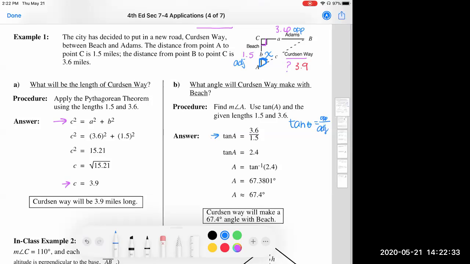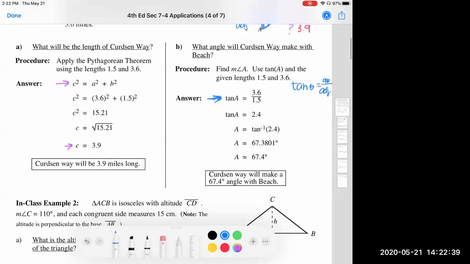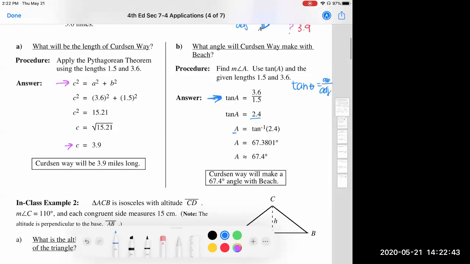So we have set up that tangent of A is 3.6 over 1.5. You don't have to simplify it, but if you do, you get 2.4. And to find the value of A, we do tan inverse on both sides, and that gets rid of this tangent. That's the algebra behind it, but we didn't go over that. So you just take the tangent inverse of the other side so you can get your final answer, and you round to one decimal place.